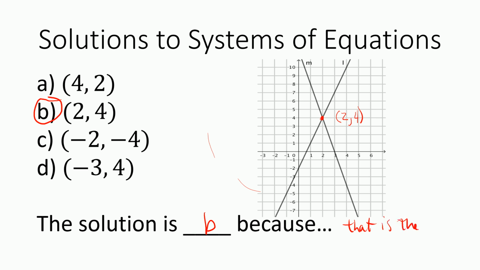It's really because that is the point where the lines intersect. Because the solution to a system of equations is the point that makes both of them true. And a graph of a linear equation is the set of all the points that make it true. And so if we graph two equations, two different lines, the point where they intersect will be a point that makes both of them true, because it's on both lines.